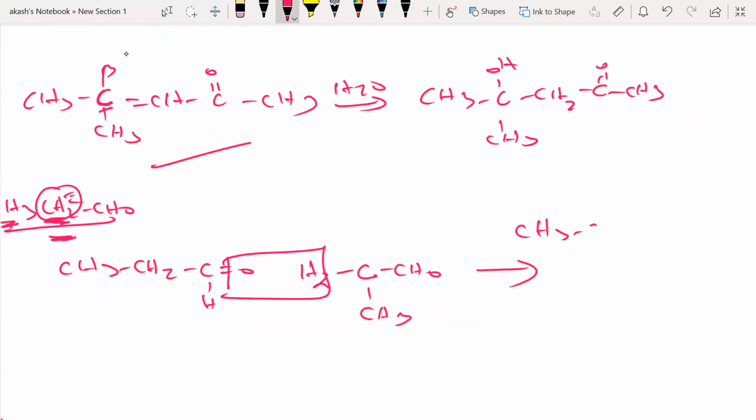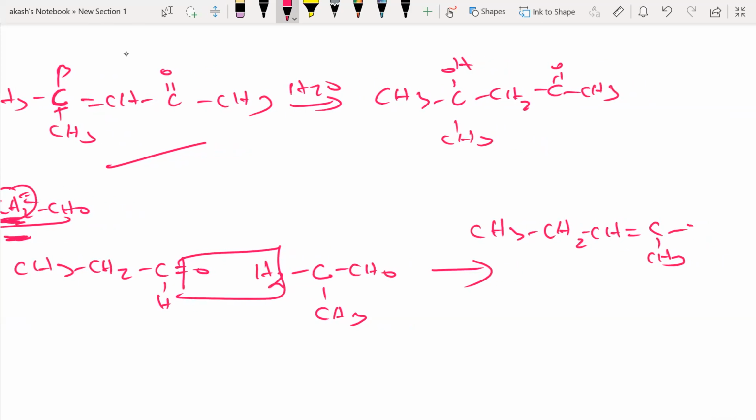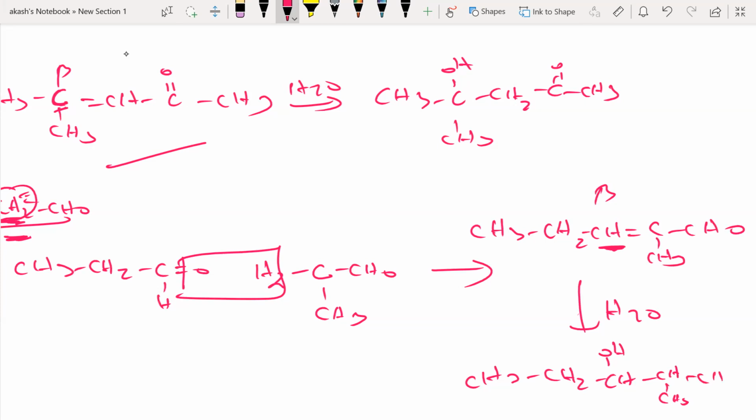So the product will be looking like this: CH3, CH2, CH, double bond C, CH3 with one CHO. Done. And obviously for the aldol product, this is where I should get the OH because this is your beta position. So we will get CH3, CH2, CH, OH, CH, CH3, CHO. That is your product.